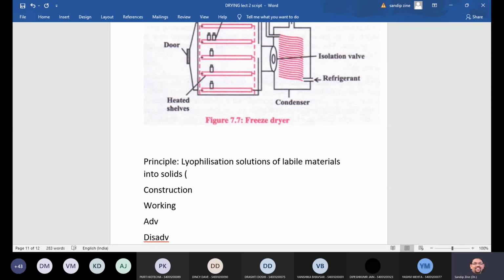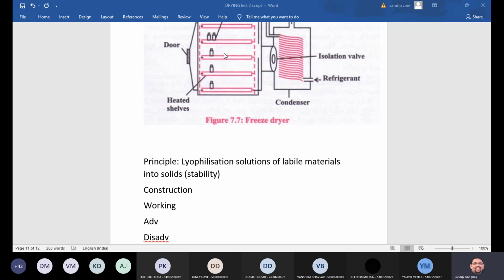But what will be the nature of that solid? Yes, having sufficient stability for distribution and storage. Stability is needed. Lyophilization or the freeze drying is the process that converts solutions of labile materials into the solids of sufficient stability for distribution and storage.